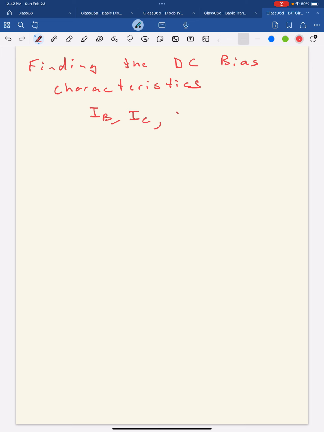All right, we're going to do something called finding the DC bias characteristics of the transistor. And what we're essentially saying is we're finding IB, IC, and VCE. And these go hand in hand. You're not doing one without the other, so it's kind of a collective.